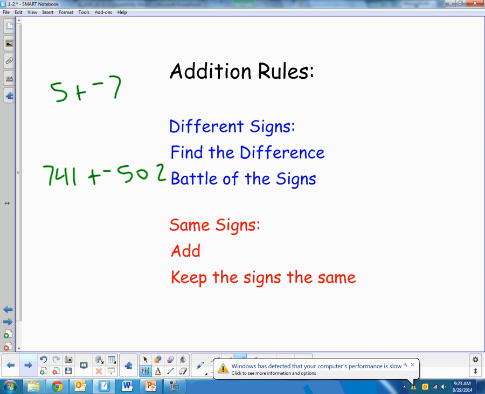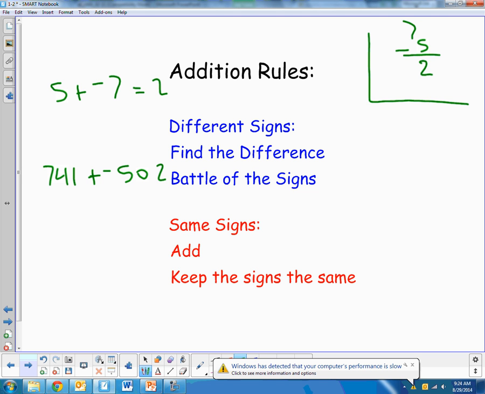To line up different signs, we are going to find the difference. So 5 and 7, the difference of 5 and 7. I'm going to do a little scratch work over here. If I find the difference of 5 and 7, 2. Okay, so I know that the answer has got to be 2. Now I have to decide, is that going to be a positive 2 or a negative 2?